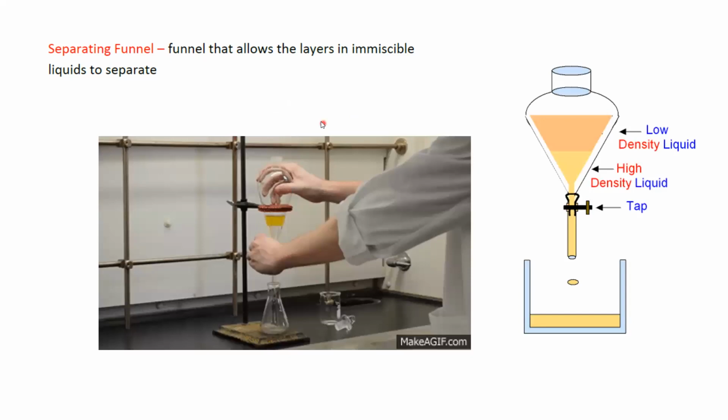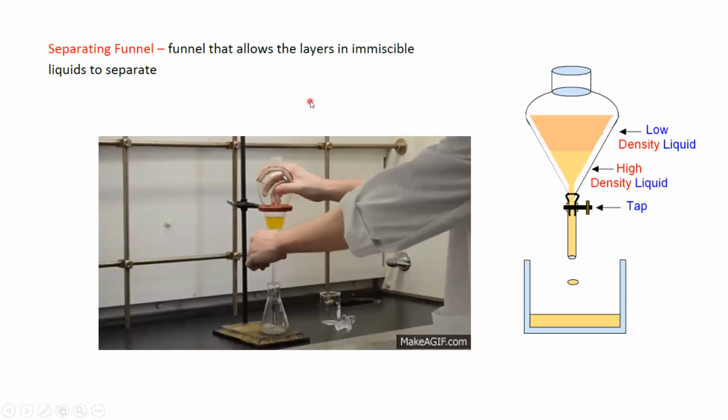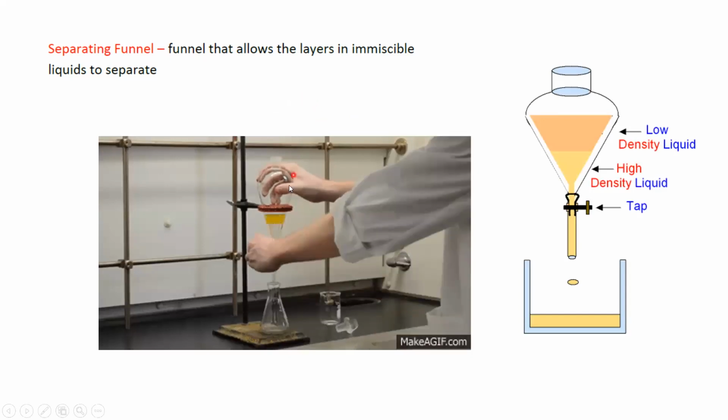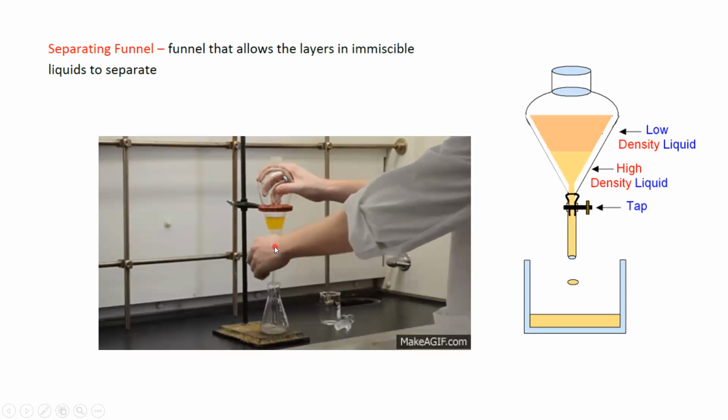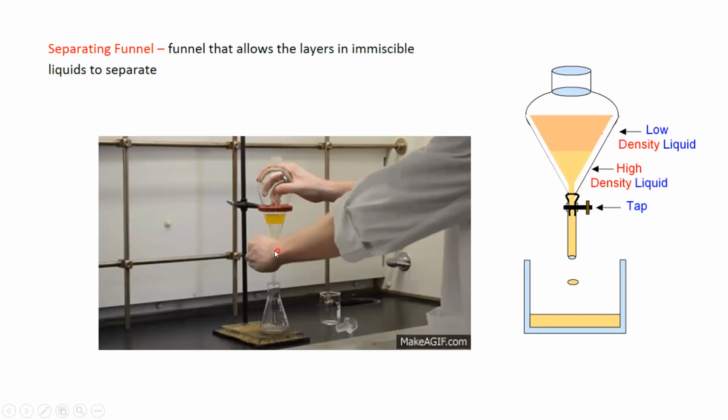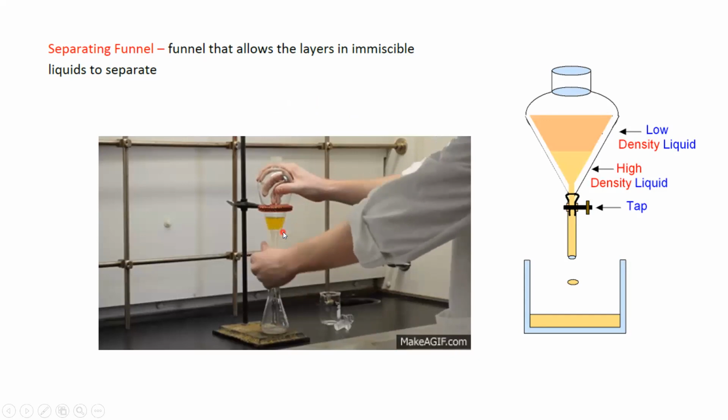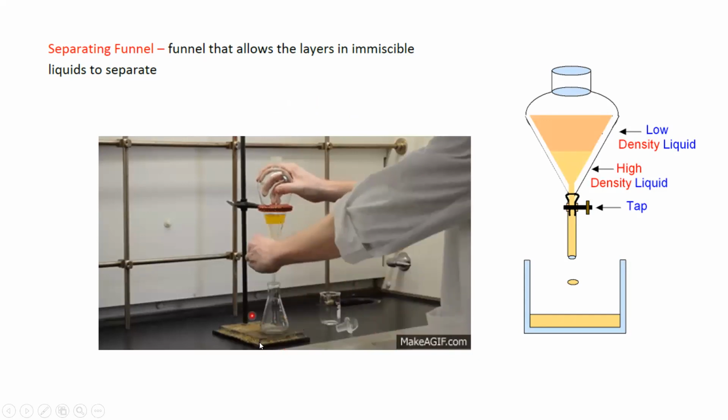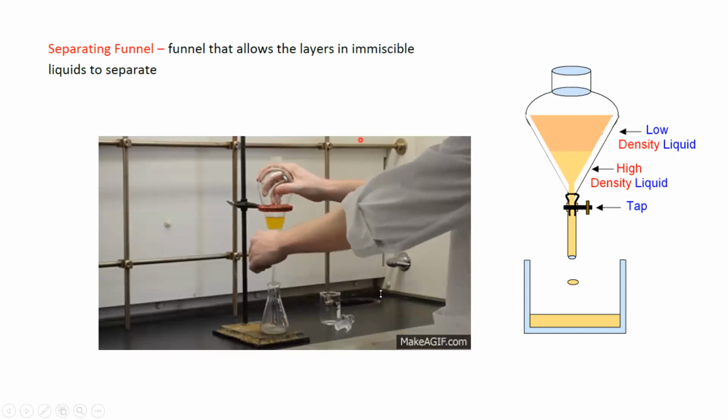Yes, Abdullah Sarfraz. When you open the tap, you can see the water is coming down, so the level will decrease. When the oil reaches the tap, we will close the tap. So in the separating funnel we are left with oil, and in the conical flask we are left with water. Yes, Abdullah. Any doubt? Is it clear to everyone?